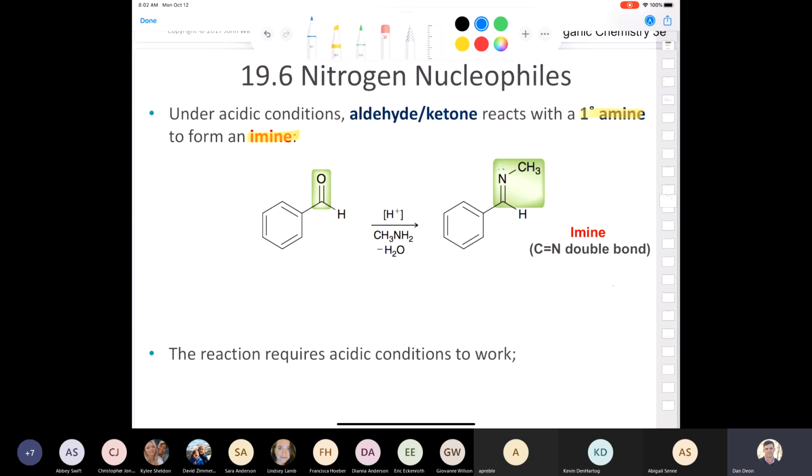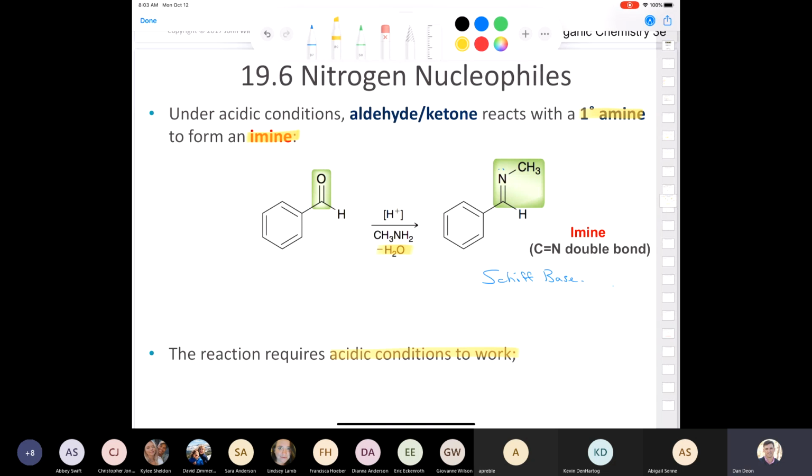I also told you that an imine is oftentimes referred to as a Schiff base because of Hugo Schiff, who discovered them. And so we treat the aldehyde or a ketone with a catalytic amount of acid. Remember, that's what these square brackets refer to. It refers to an acid catalyst, our primary amine. And then when it says minus H2O, that means that we're removing water during the overall process. Now, it's important, again, that you understand that this reaction requires acidic conditions in order to work.